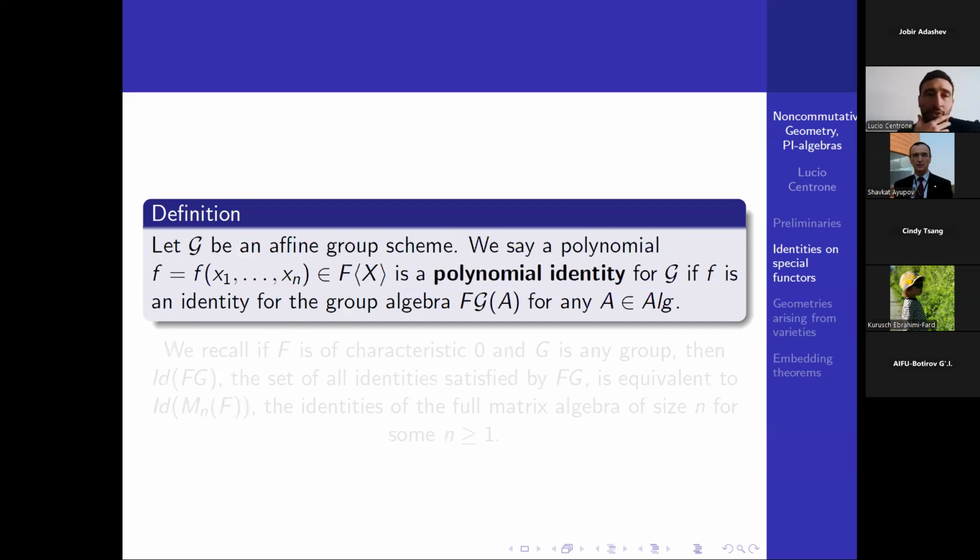Okay, we try to extend our definition of polynomial identity to affine group schemes. And so we have a natural definition. We have a polynomial, and we say it is a polynomial identity for this affine group scheme G if it is an identity for the group algebra F[G(A)] for any A in the category of algebras. G(A) is a group, F of this group is a group algebra, and it admits the notion of polynomial identity.